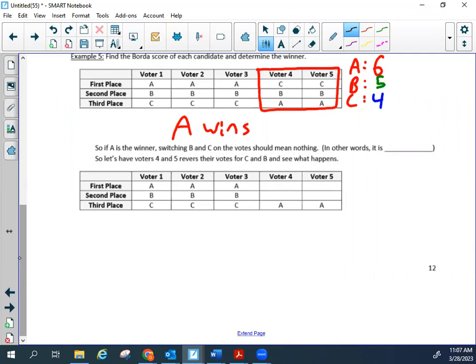So that's 6. If I were to start messing things around with voter 4 and voter 5, A is not going to change. A is going to stay at 6. Those would be considered irrelevant votes because our winner didn't get any help from them.